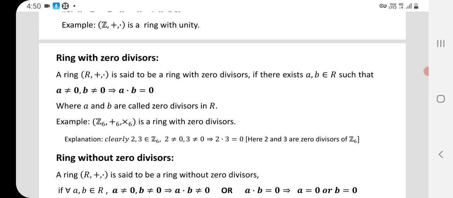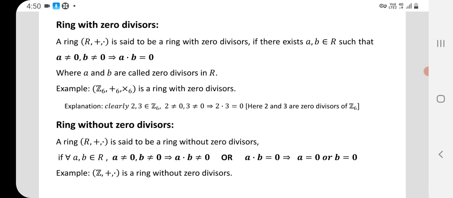Example: let us see the ring Z6 is a ring with zero divisors. For clarification, if I take two elements in Z6, 2 and 3, but 2 and 3 are not equal to 0, and their product 2 times 3 is 6, and 6 mod 6 is 0.